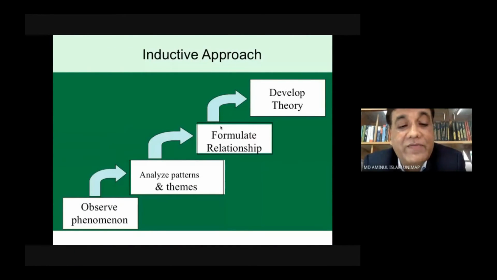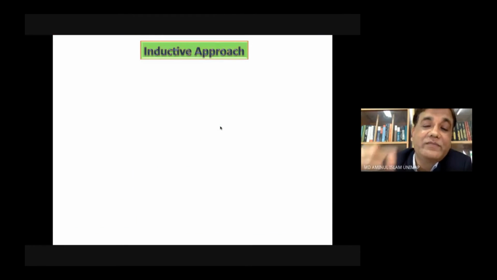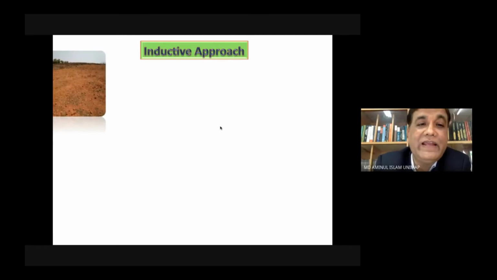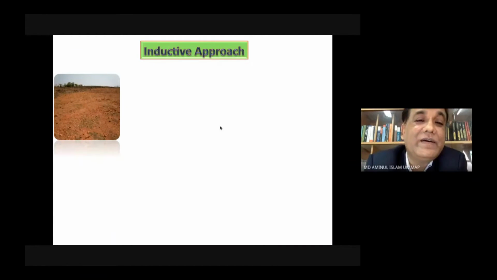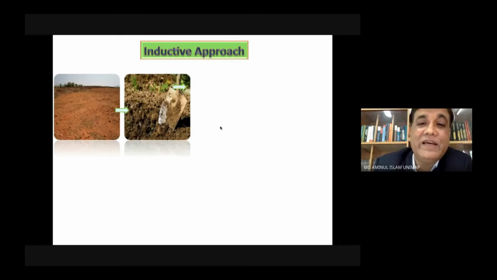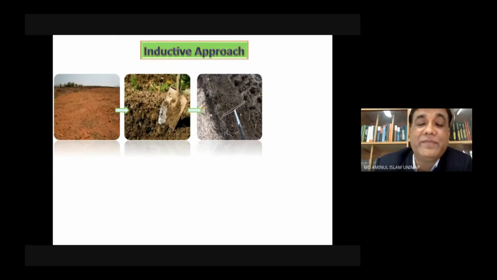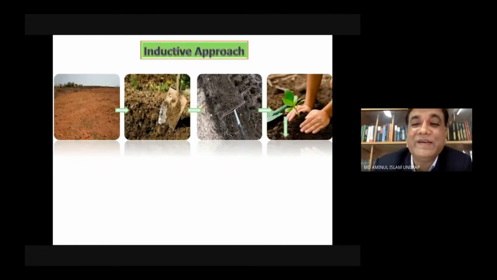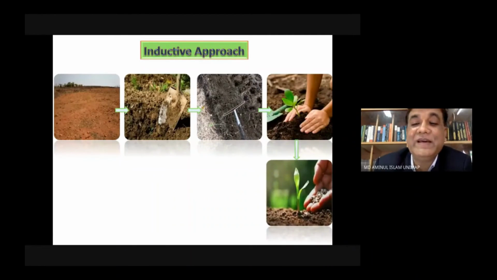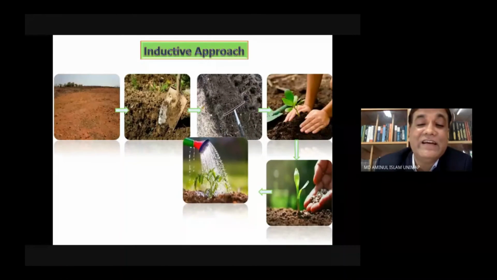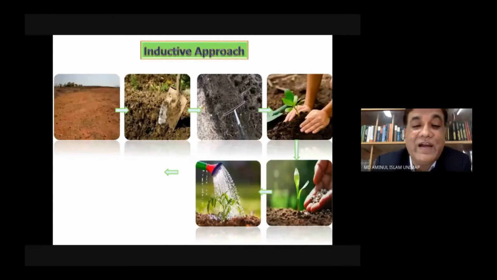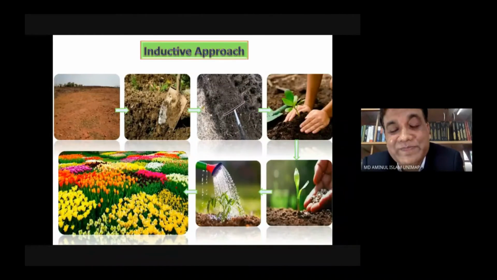Inductive approach, whereby you are observing the phenomena, you are collecting the raw facts and figures, then you analyze the pattern, you formulate relationship, then you develop a theory. And here I have this analogy. Basically, you land on a piece of land, and then from there you plow the land. Then you continue, preparing the ground for planting the trees, and there you plant the tree. You water the tree, it grows, and then finally you are going to have this. This is inductive.